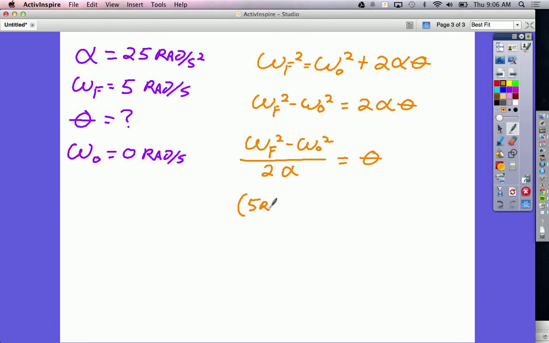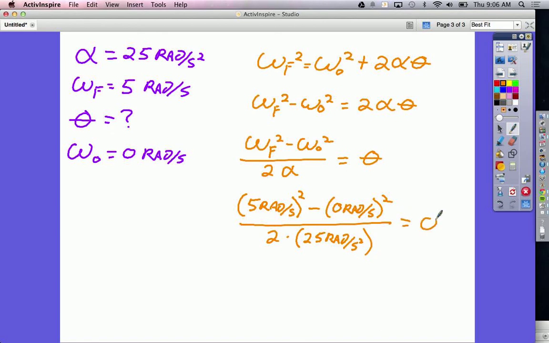So it's 5 radians per second squared minus 0 radians per second squared, all over 2 times 25 radians per second squared. When I plug all that in, I will get theta, which, once my calculator spits out the answer, is 0.5 radians for an angular displacement, which is not very much.